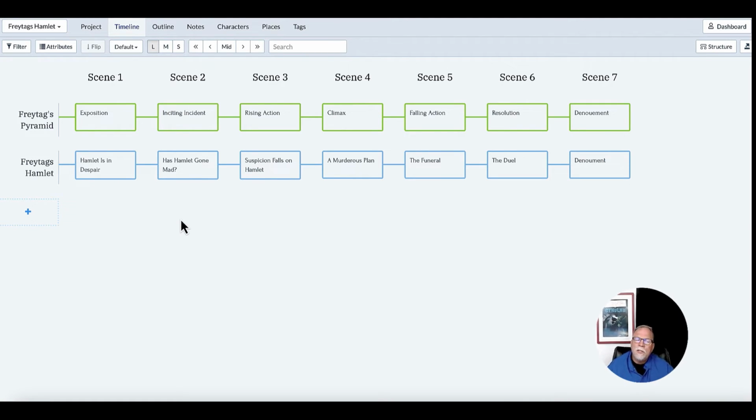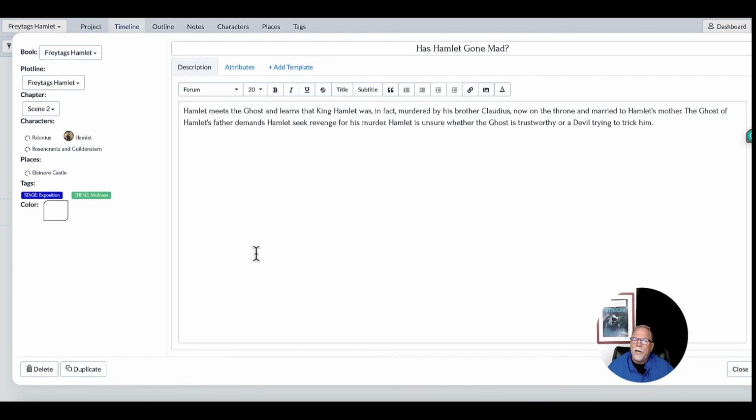Now, when we move into the inciting incident, we wonder, has Hamlet gone mad? Because Hamlet meets the ghost of his father and learns that he was in fact murdered by his brother Claudius, who is now on the throne and married to Hamlet's mother, if you remember. The ghost of Hamlet's father demands that Hamlet seek revenge for his murder, but Hamlet isn't sure whether the ghost is trustworthy or a devil trying to trick him. Kind of, Hamlet's wondering, am I crazy? And he just might be.